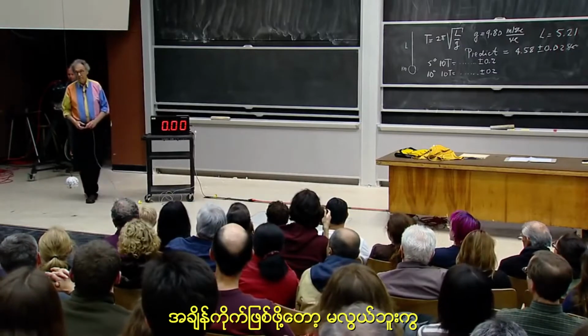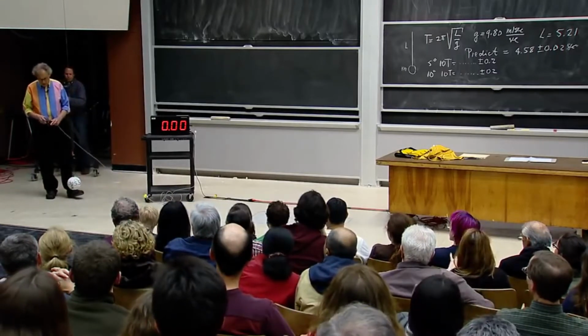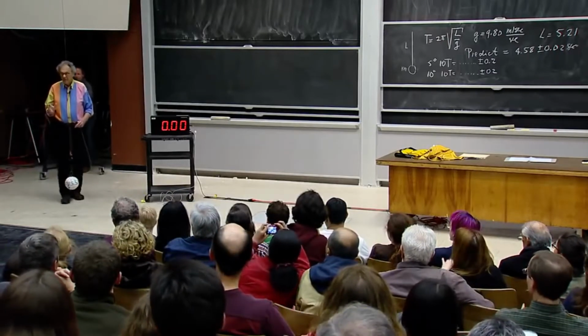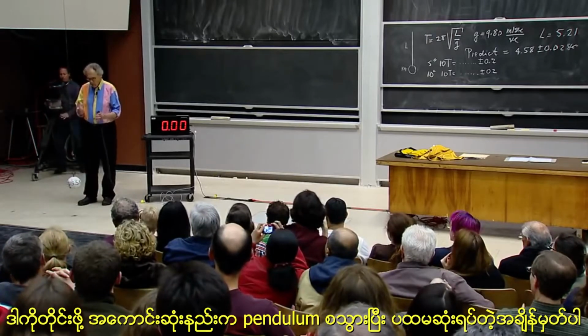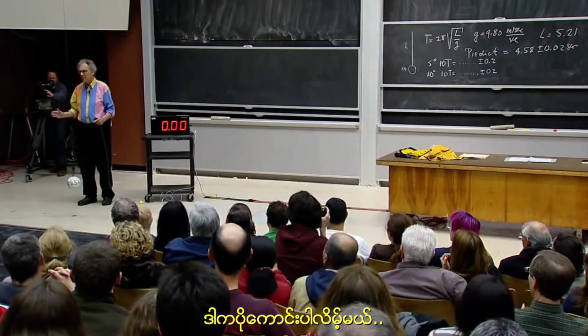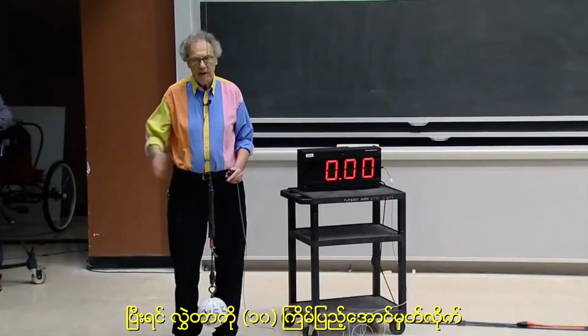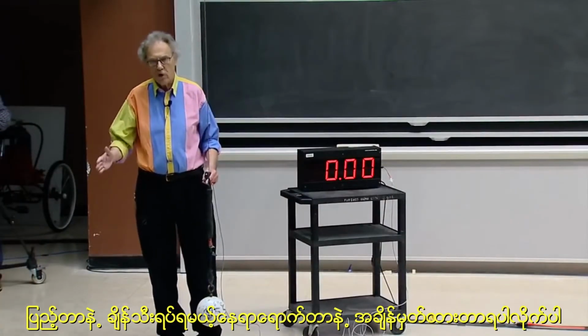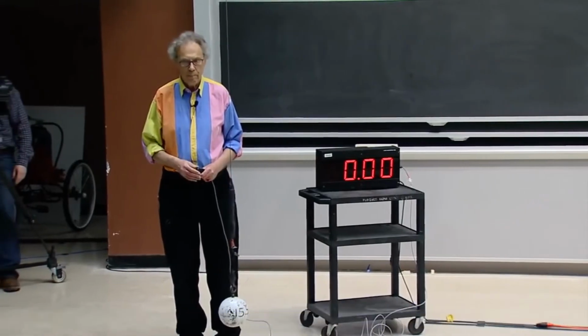Timing is not easy. The best way to do it is to start the timing when the pendulum comes to a stop. That is rather well defined. And then you let it swing 10 times, and then when it comes to a stop, you stop it.